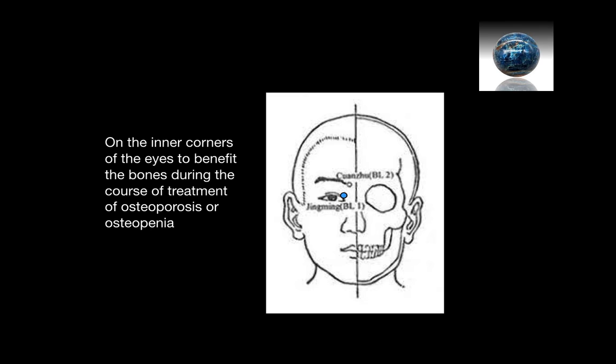The bladder is the shared meridian with the kidneys. It's the paired meridian. They're connected. They're both water meridians, and the kidneys are responsible for the bones. So this is why this point may be beneficial.